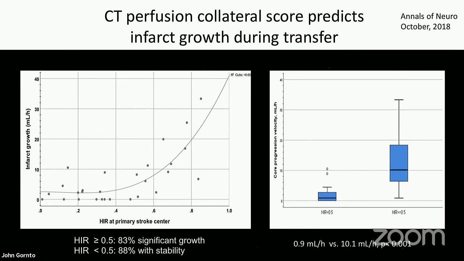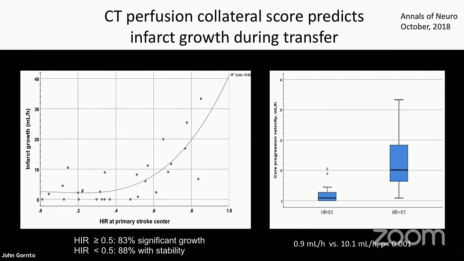And if you had the favorable collateral pattern, the HIR that's less than 0.5, less than half of the perfusion lesion is red, 88% were stable during that 3-hour transfer. Whereas if you had the unfavorable pattern, more than half of the perfusion lesion was red, 83% had significant growth. I mean, that's incredibly accurate prediction. We're doing an NIH grant in a much larger sample size to verify this.